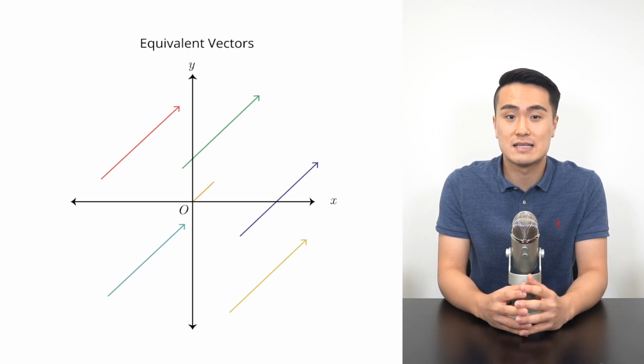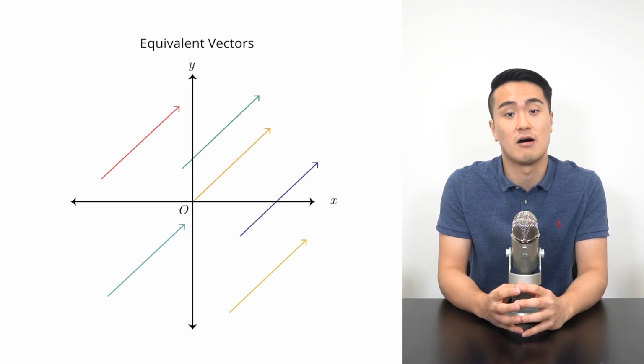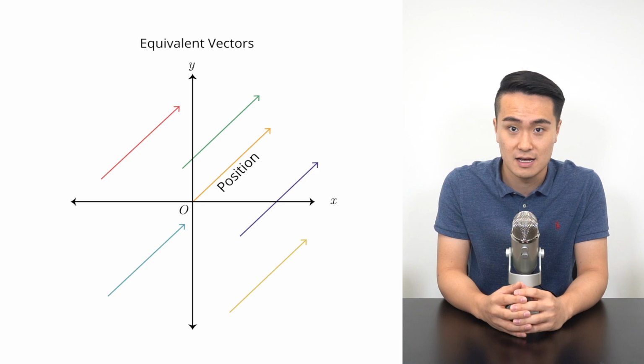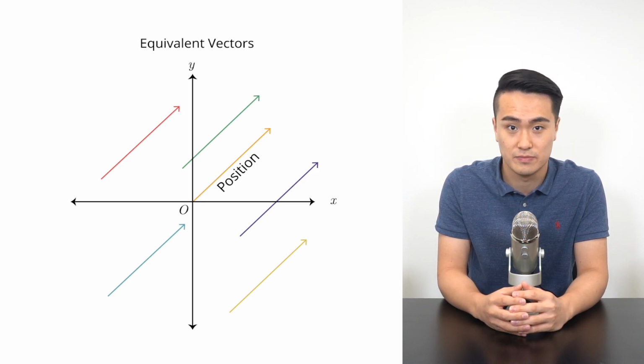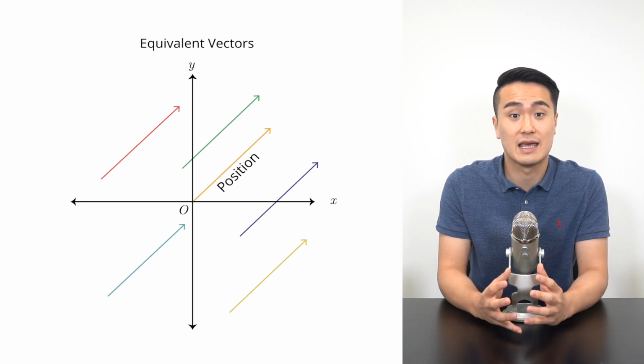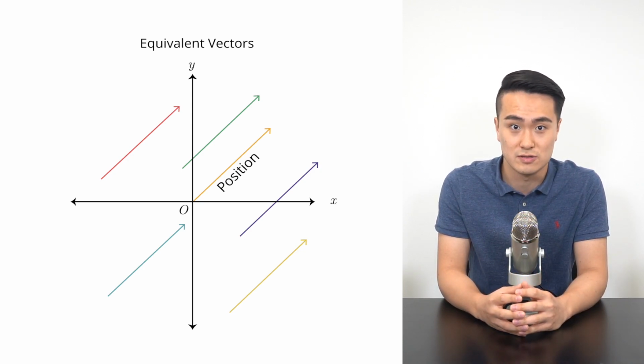But the vector that starts from or has its tail at the origin is called the position vector, since it tells us the position of the vector relative to the origin. We also prefer drawing and calculating vectors from the origin, so the position vector proves very useful.